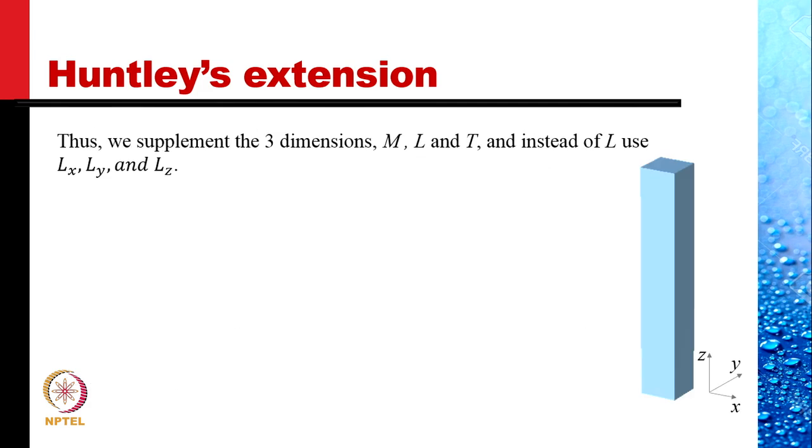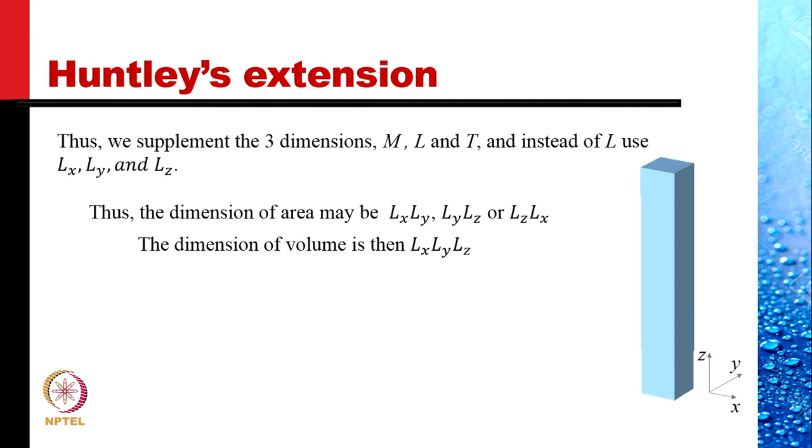Thus, we supplement three dimensions m, l, and t, and instead of L, we use Lx, Ly, and Lz. Three separate dimensions instead of one single L. So, the dimensions of the lateral area may be Lx Ly, or Lx Lz, or Ly Lz. The dimension of volume would then be Lx Ly Lz, the product of these three.